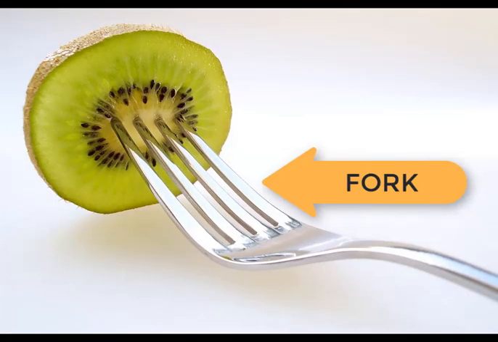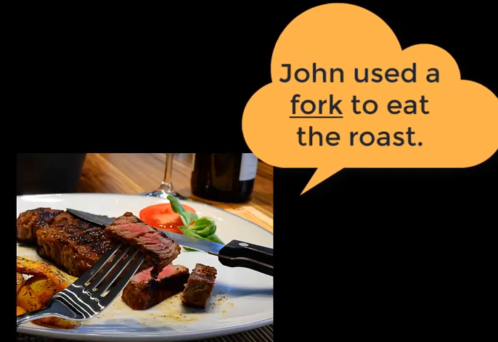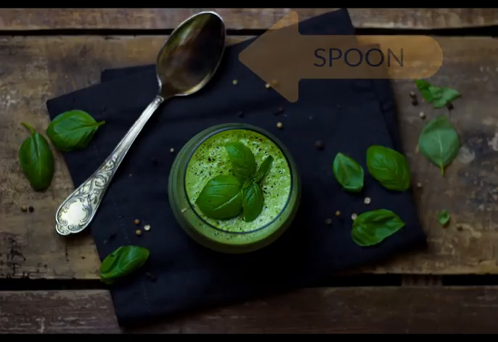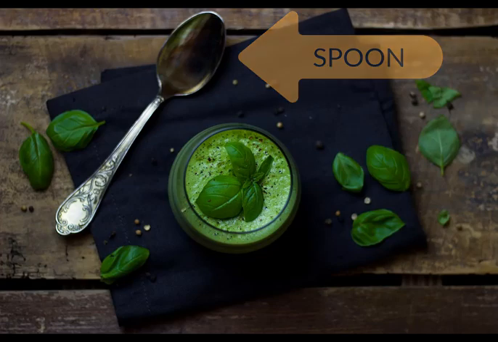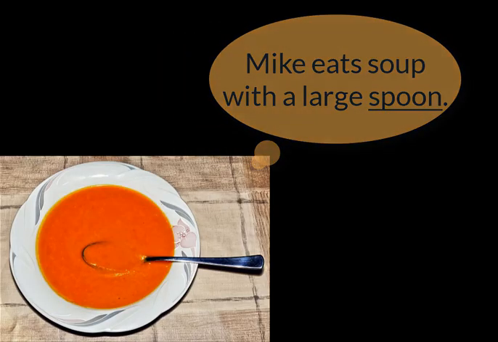Fork. John used a fork to eat the roast. Spoon. Mike eats soup with a large spoon.